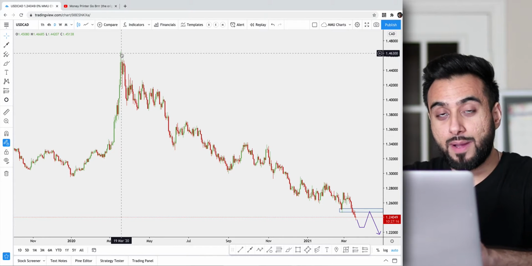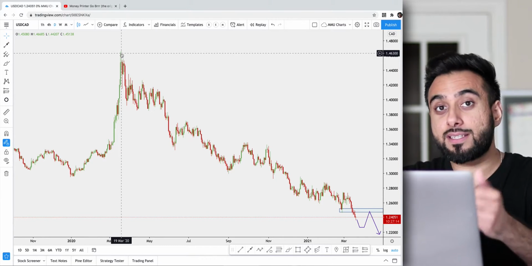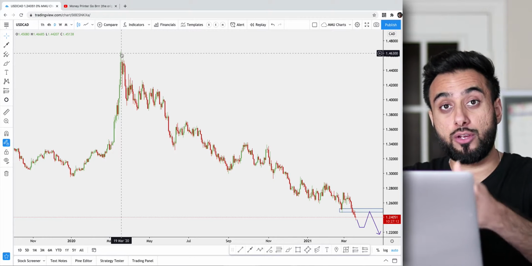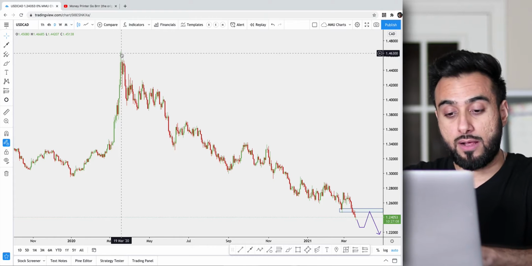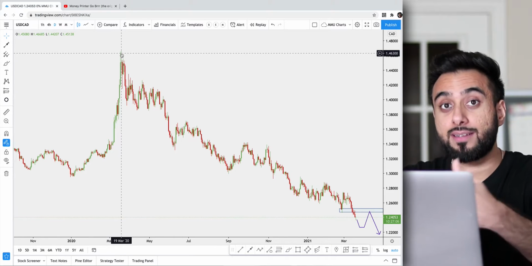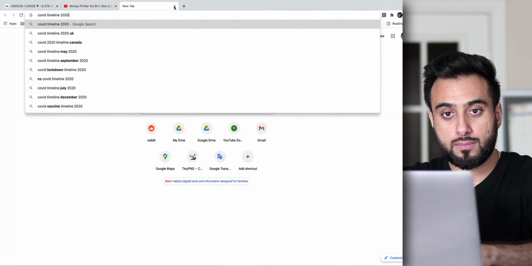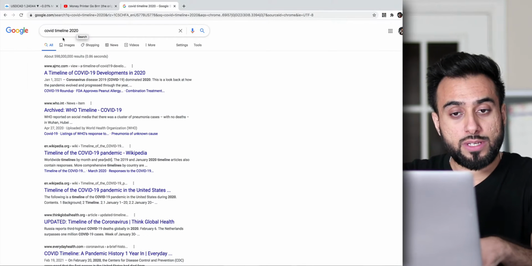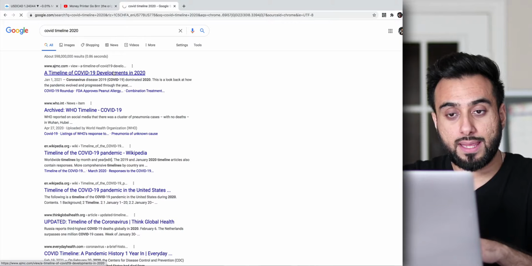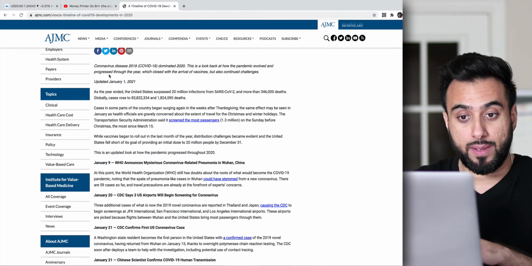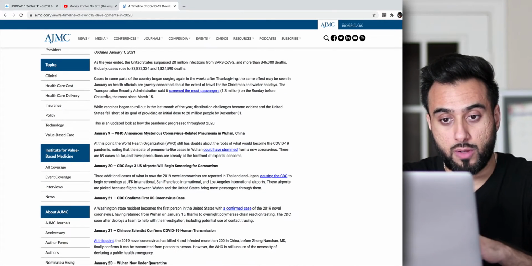And by the way, don't take my word for it. Google it. Like, I want you guys to get in the habit of researching this yourself. This is what's super important when it comes to fundamental analysis. Matter of fact, let's Google it together. You'll notice the first result says timeline of developments in 2020, right? So let's go and click that and let's just see what happened in the timeline, just the first result.